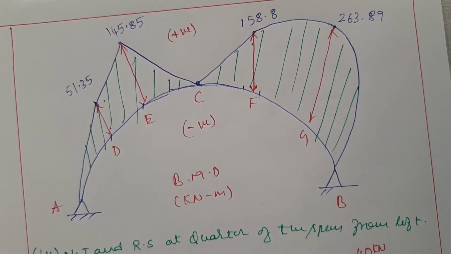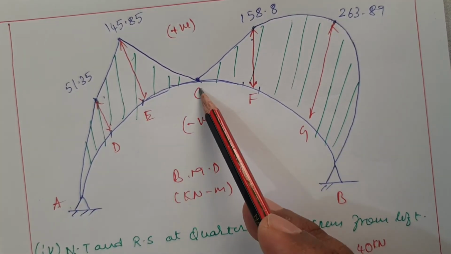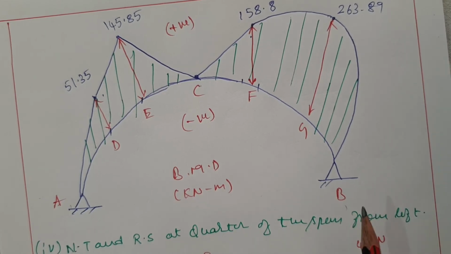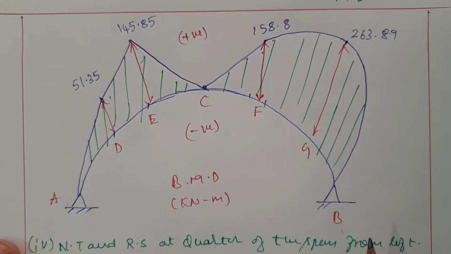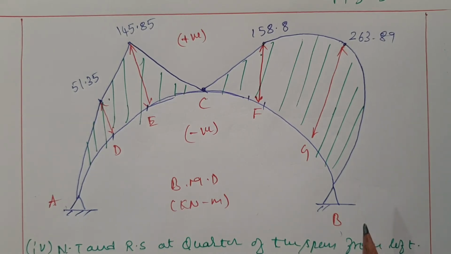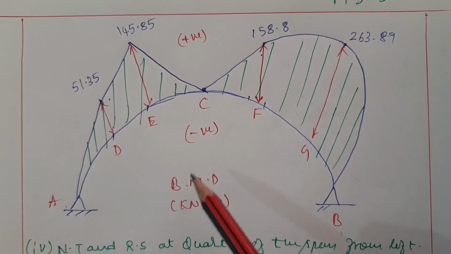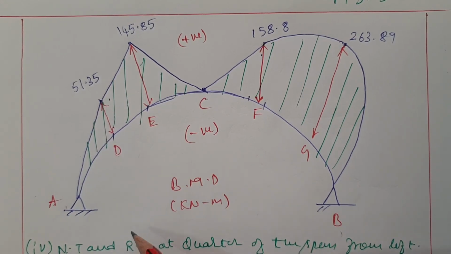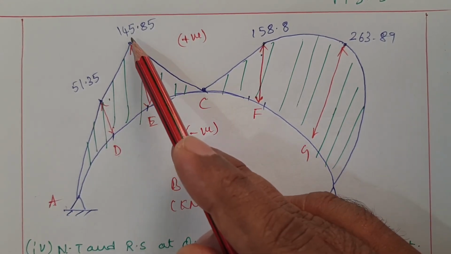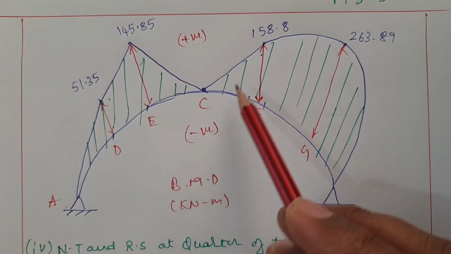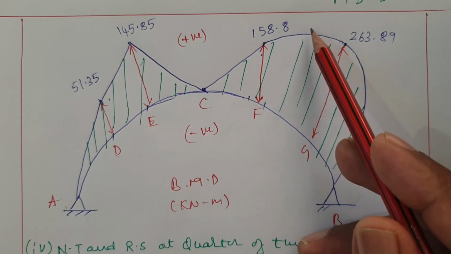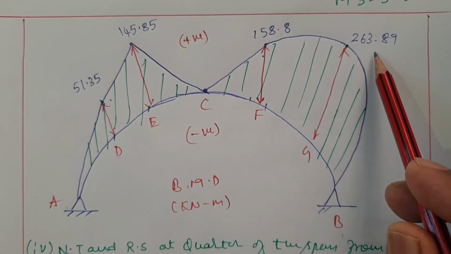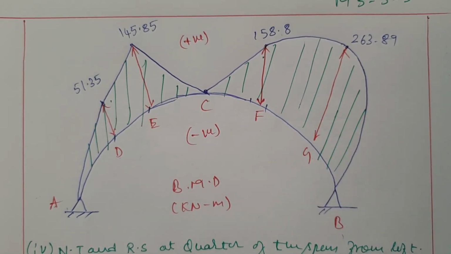Listen carefully. We know at point A it is 0, at point C 0, at point B 0, because it is a hinge. Okay, wherever hinges are there, at that point the bending moment will be equal to 0. And we know at point D it is 51.35 kilonewton meter. At point E it is 145.85 kilonewton meter. And at point F it is 158.8 kilonewton meter, and at point G it is 263.89 kilonewton meter.